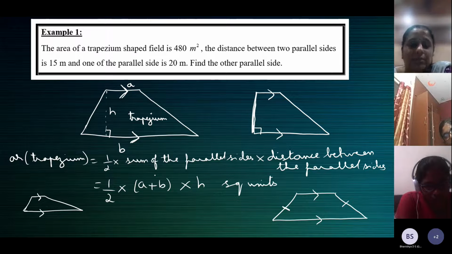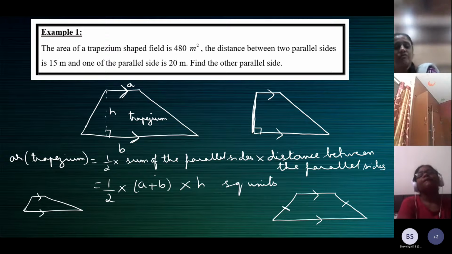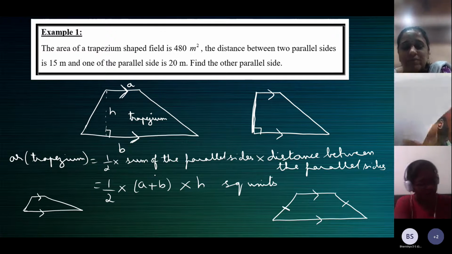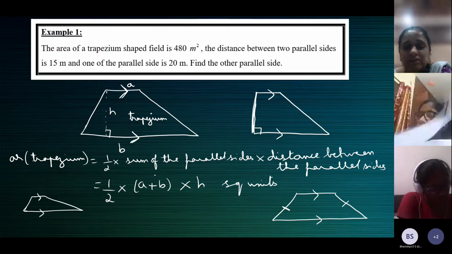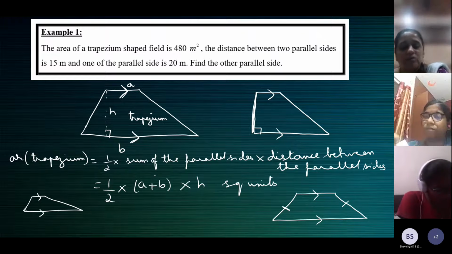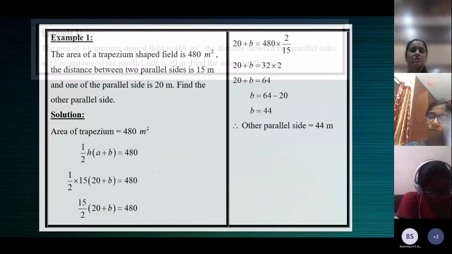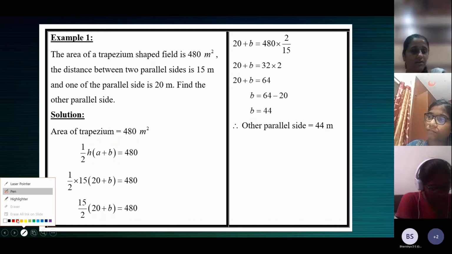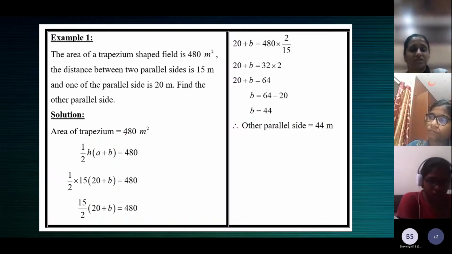Yes, children. So area of trapezium is equal to half sum of the parallel sides, that is A plus B, into the distance between the parallel sides. In the figure, the distance between the parallel sides is H. So half into A plus B into H. So how do we work this? See here. Area of the trapezium is given to be 480 meters square.